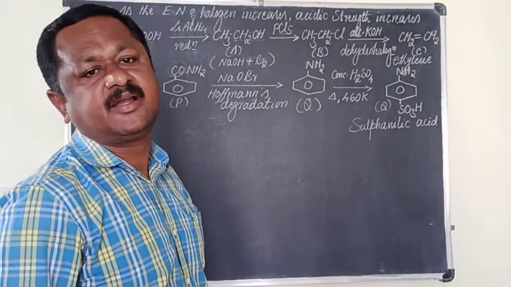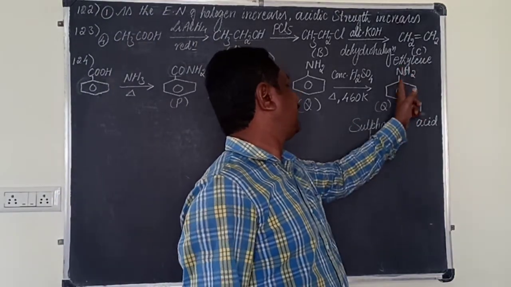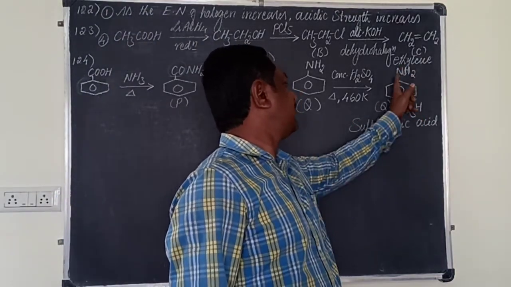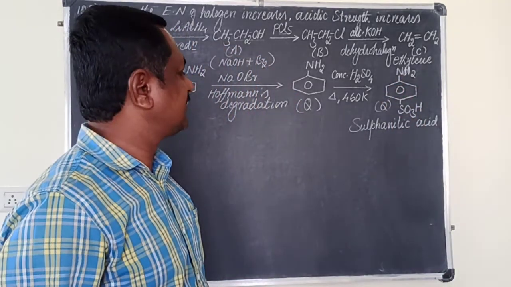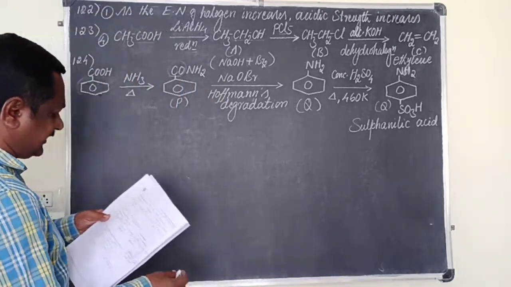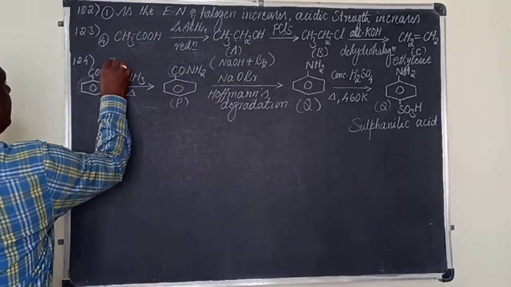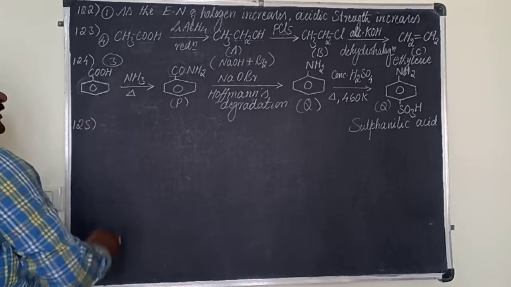We will take up this in the amine chapter next. Para-aminobenzene sulfonic acid is called sulfanilic acid commercially. Is it an option? Yes, it is there. Option 3. Option 3. Next question.